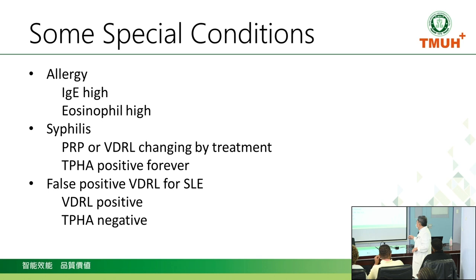So if we inject long-acting penicillin, you can see RPR or VDRL going down slowly, but TPHA is always positive. And for SLE, a false positive VDRL means VDRL positive, TPHA negative. So this is important.